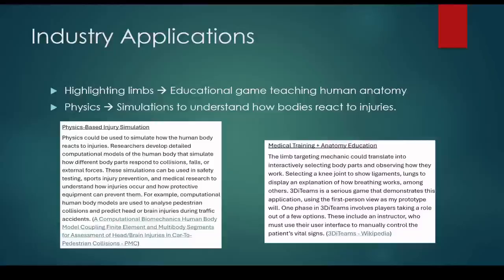My idea has some potential applications in industries not directly related to games. For instance, a limb targeting mechanic could help with making educational tools and medical training simulations. This could take the form of serious games that allow for UI-based interactions, meaning users engage with human anatomy as a physical system and spatial entity. Selecting a knee joint could prompt a piece of text which explains how ligaments work.